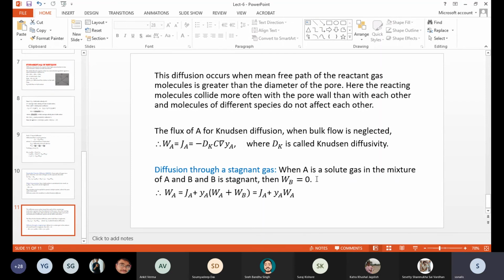Diffusion through a stagnant gas, when A is a solute gas in the mixture and B is stagnant. If B is stagnant, then the molar flux of B is 0. Then WA equals JA plus YA into WA plus WB. With WB being 0, it becomes JA plus YA WA. This is for the condition when diffusion through a stagnant gas occurs. When it is a mixture of gases, A and B is stagnant and A is diffusing, then we can write this expression.